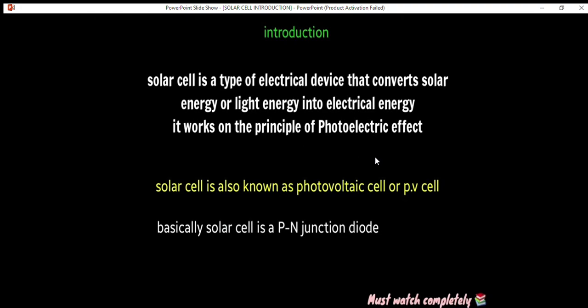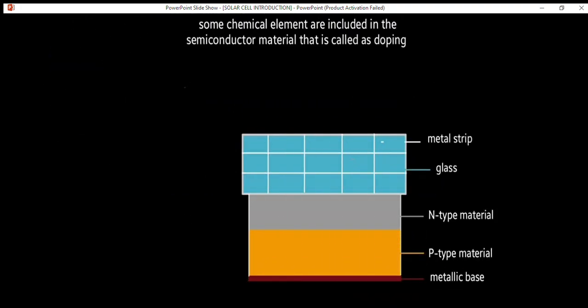So, moving next to its construction, that how it works, how it is made. So here, as you are seeing on your screens, on the top there is a blue surface, the upper portion which is covered by a glass.